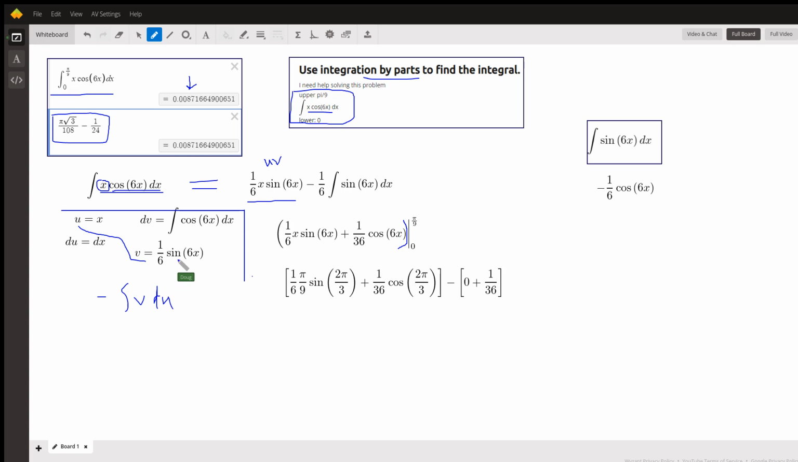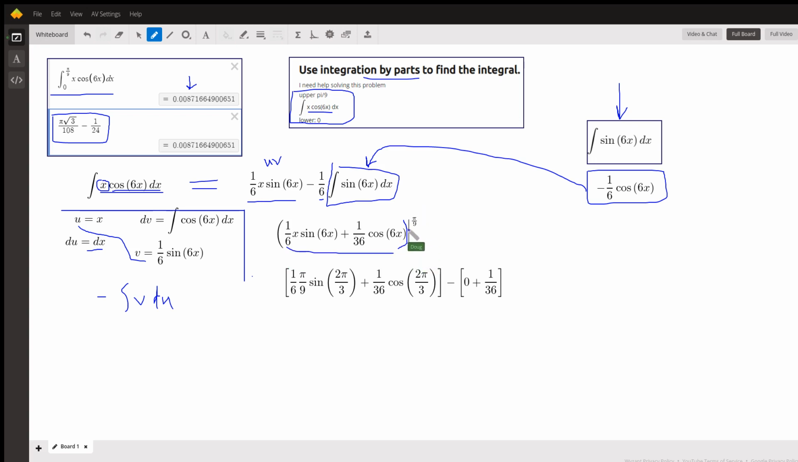Well, v is the 1/6 sine of 6x, so I put the 1/6 out front. And so the sine of 6x, and du is just dx. Okay, and so we have to evaluate this, which I did over here. And there's the antiderivative. And so we're going to substitute that for this indefinite integral. And negative 1/6 times that is plus 1/36 cosine of 6x. So there's your antiderivative, and we're evaluating that from 0 to pi over 9.